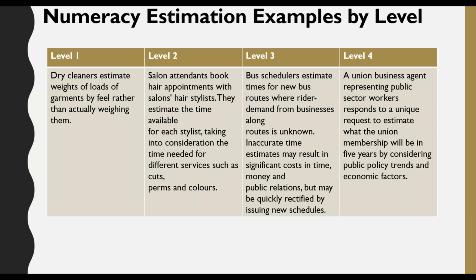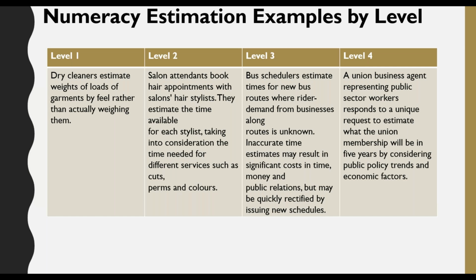At level 3, a bus scheduler might estimate times for new bus routes when the rider demand is unknown. Inaccurate estimates might result in significant costs in time, money, and public relations, but can be quickly rectified by issuing new schedules. So again, what's going to happen if you make an error? That factors into the complexity as well. Like, how important is that?